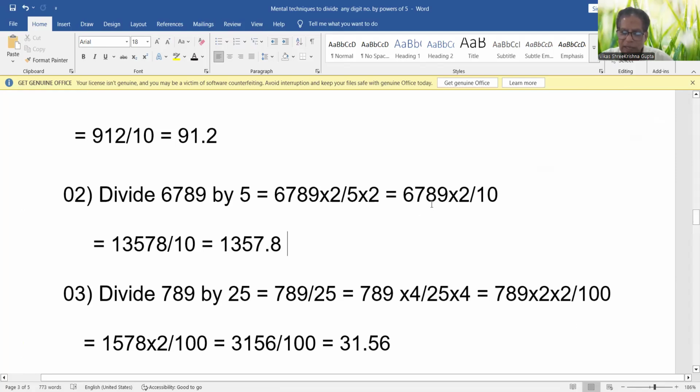And 2 into 9 is 18. As there is no number after this, I simply write 8. So my answer is 13578. You see, 13578. You can do it very fast when you just remember the thing.